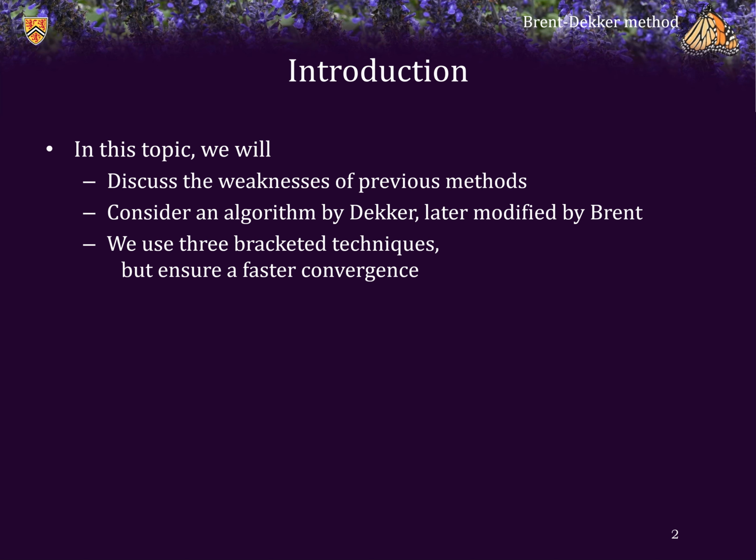In this topic, we will discuss the weaknesses of some of the previous methods that we've seen, and we'll consider an algorithm by Dekker, later modified by Brent. We will see how this uses three bracketed techniques, but it ensures a faster convergence than any of them individually.